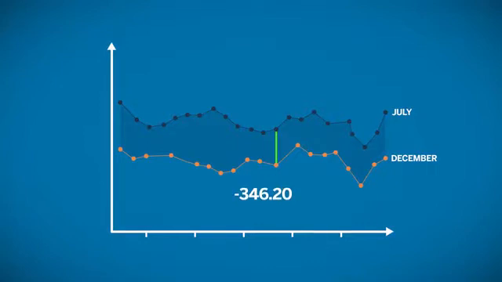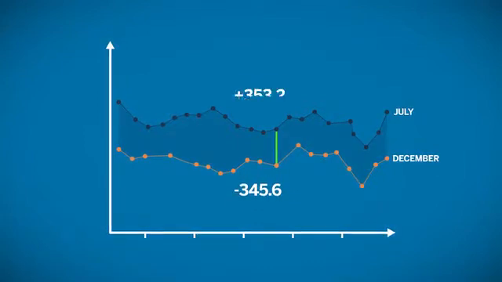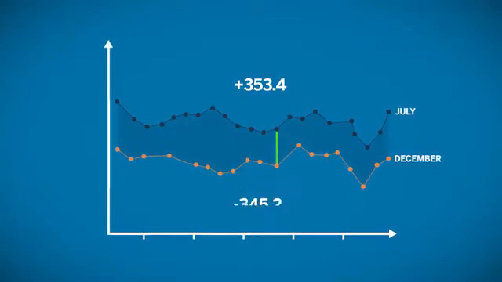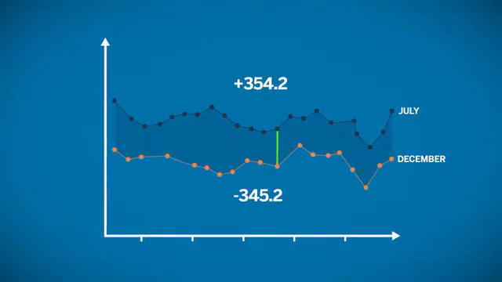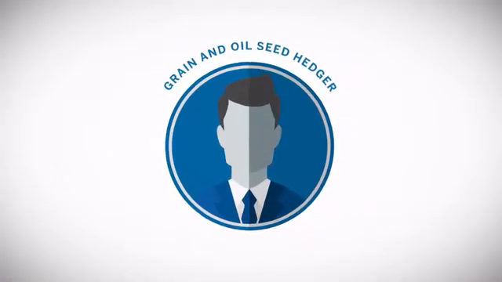In most cases, there will be a loss in one leg of the spread, but a profit in the other leg. If the calendar spread is successful, the gain in the profitable leg will outweigh the loss in the losing leg. Calendar spreads are also used by grain and oilseed hedgers to roll a futures position from one delivery month to the next.